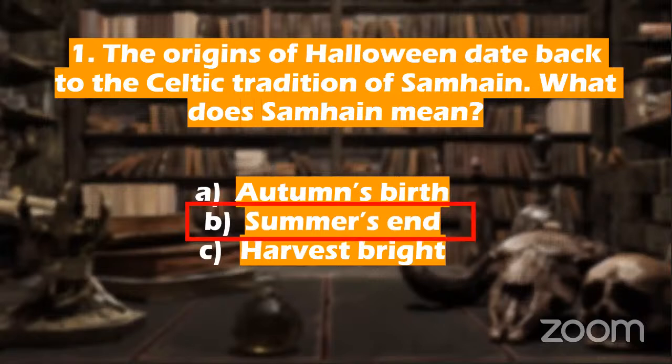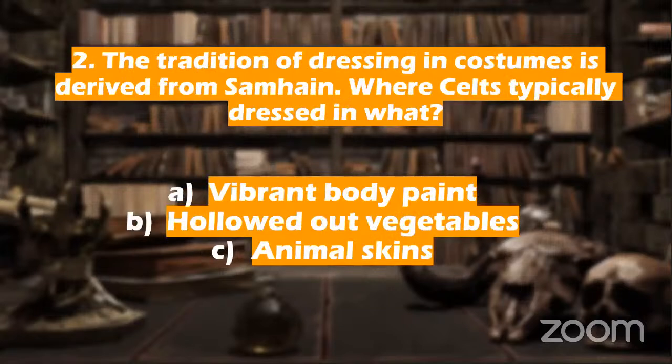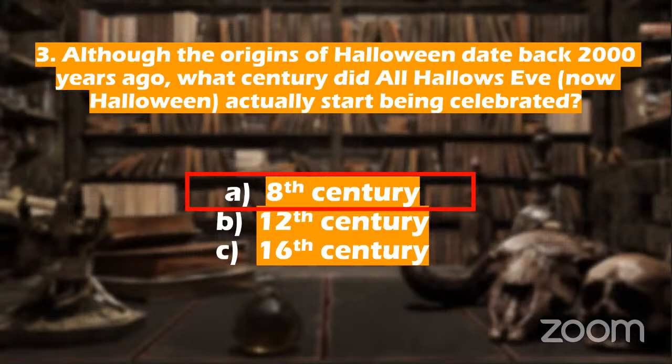Then we had this one. The question was B, Summer's End. It means Summer's End. Then it was, of course, animal skins. Animal skins and animal heads as well. This was the 8th century. It's an old time thing.